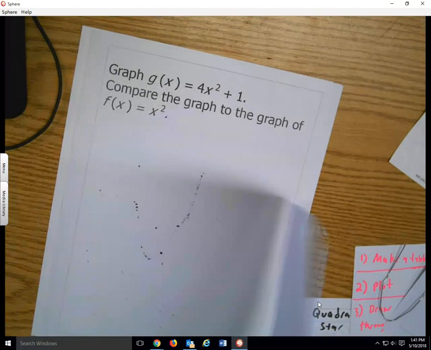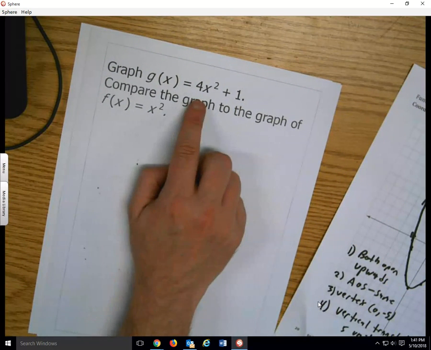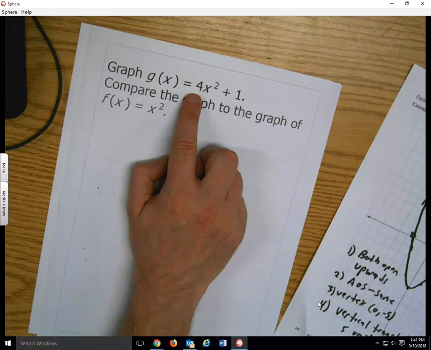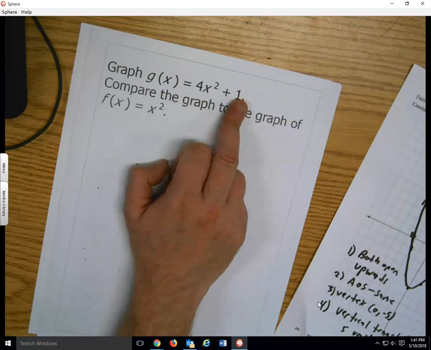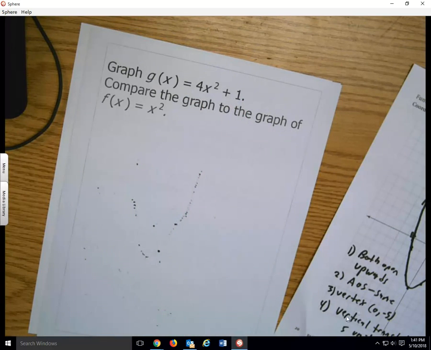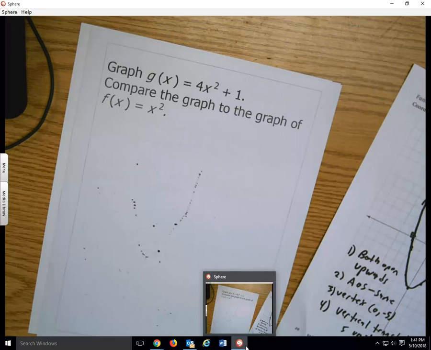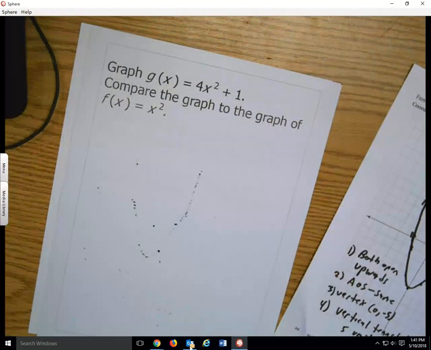Okay, so next time we'll look at what happens when the A has a number. Remember, that was either a vertical stretch or shrinkage, along with this idea of vertical translations. So we'll look at that next class. Hopefully this wasn't too long, but I thought it came out pretty good, if I do say so myself.